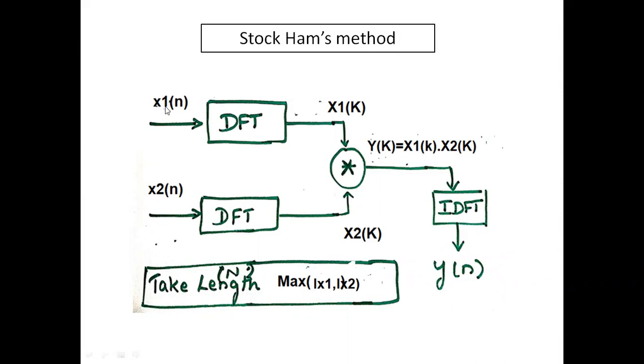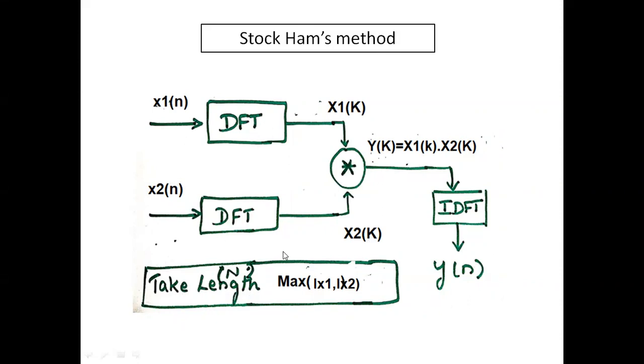Consider two data sequences x1 of n and x2 of n. Apply DFT of x1 of n and x2 of n. We will get the output of x1 of k and x2 of k. Y of k is nothing but x1 of k multiplied with x2 of k. For this multiplied output, we have to apply IDFT to get y of n and consider the length of y of n as maximum of the length of x1 of n and the length of x2 of n.